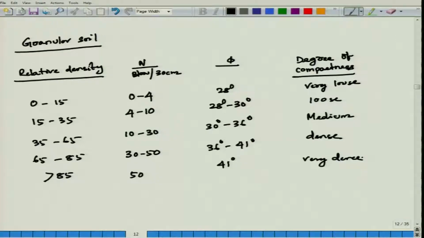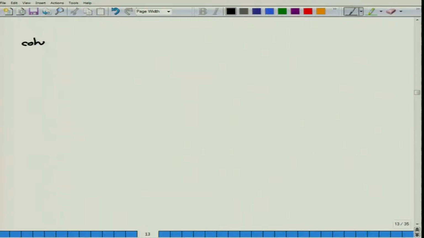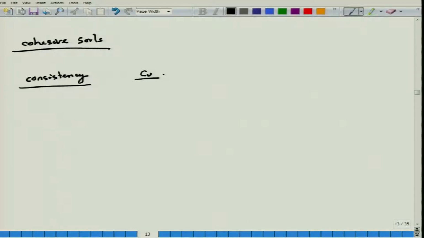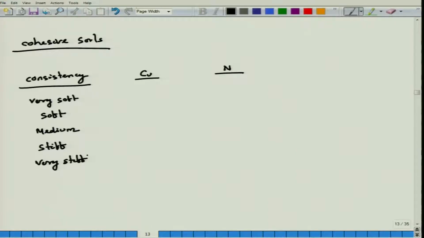This is for your granular soil. Now if I come to your cohesive soils, then I can put consistency on one hand, then undrained shear strength Cu, then N. Very soft, medium, stiff, very stiff, hard.